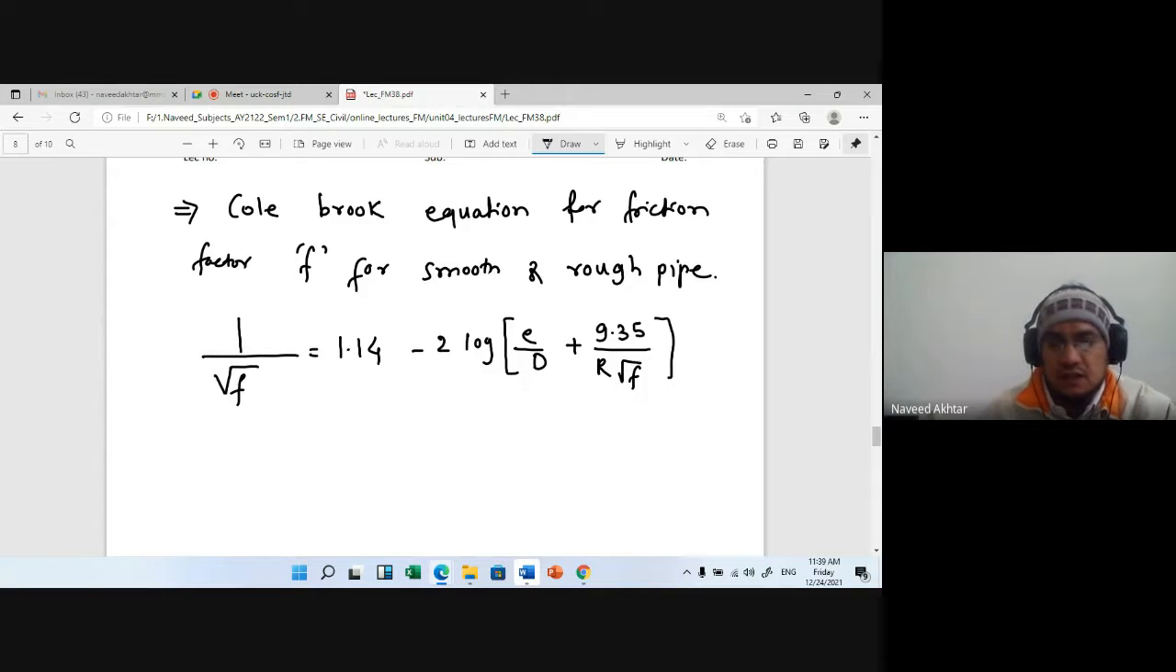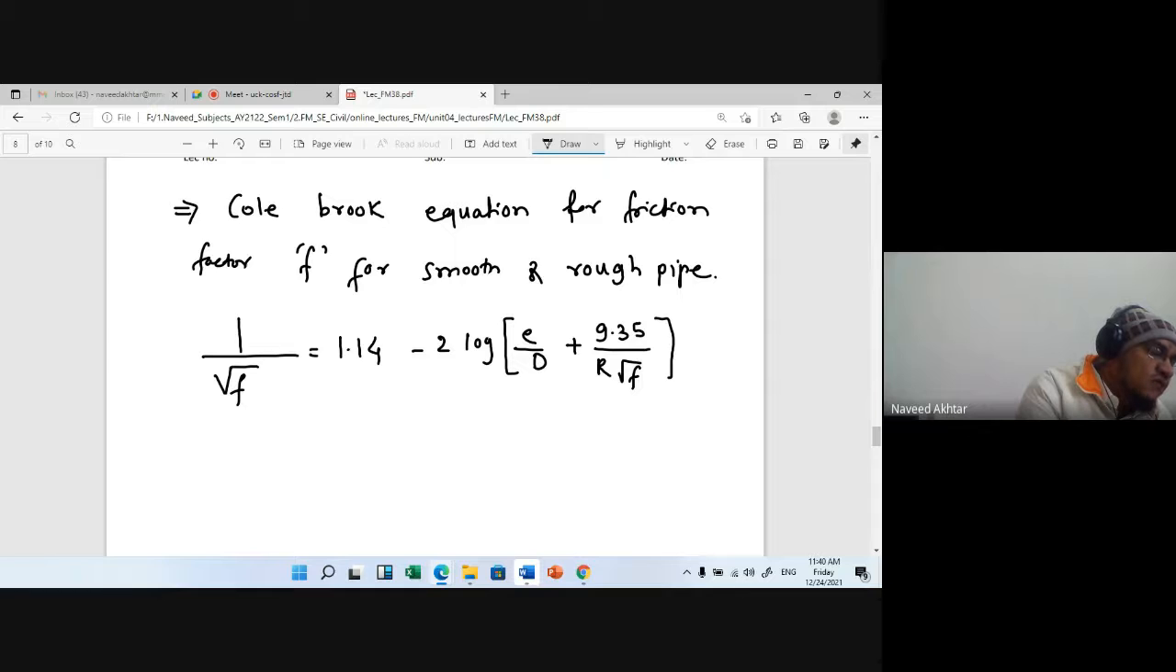Okay, so these are the different values of friction factor for the pipe flow problem. We first used the Darcy Weisbach equation, and from the head loss you can find out the friction factor, or, knowing the friction factor, you can find out the head loss.